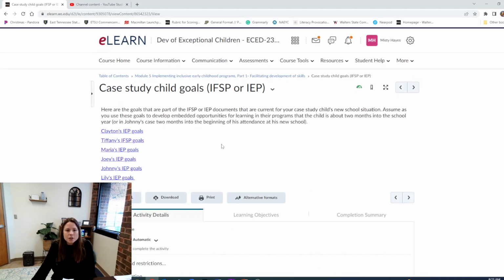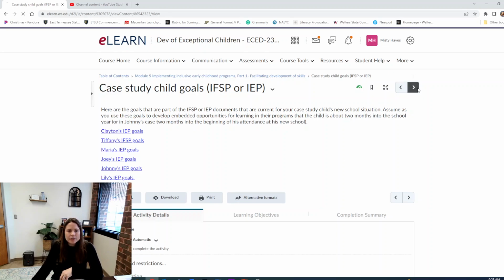Okay, so just to remind you, here are the goals. Here are the children's case studies. Remember, you're going to continue to keep the same case study that you started with. Okay, that's going to help you develop a plan moving forward with the same student.